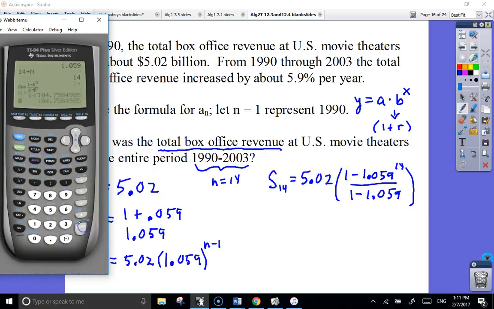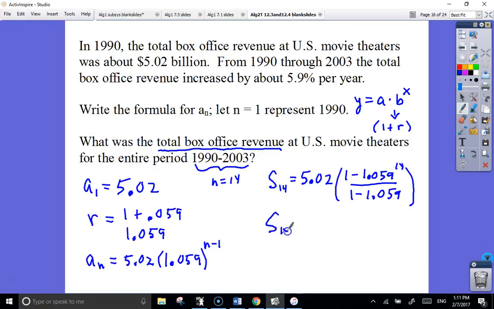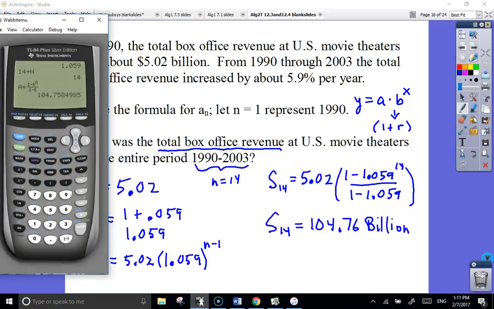So enter. And it looks like it's what, 104.76 billion? Does that look right?